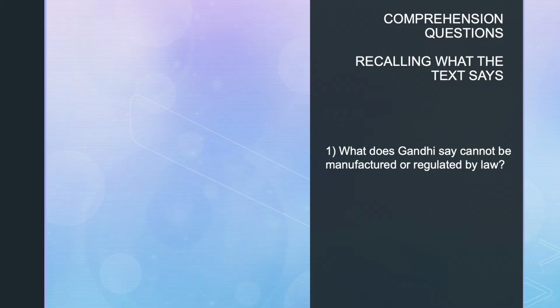The first set of questions you'll be answering are comprehension questions. Comprehension questions simply ask you to recall information that's directly stated in the text. These are typically the easiest types of questions to answer. Question 1. What does Gandhi say cannot be manufactured or regulated by law?